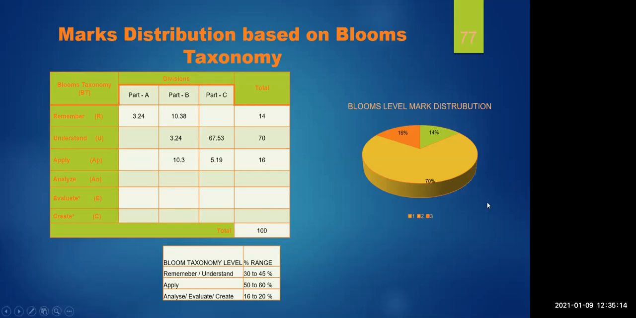If you see the pie chart here, 70% is related to the understanding level, 16% to the apply level, and 14% to the remember level. This is the general range, and it may vary. Remember and understand should be only 30-40% of the question paper. Application point of view should be around 50-60%. Analyze point of view can be 16-20%. So this will be the range to set, and after setting the question paper, you have to calculate it and show what the range is, whether it is following it or not.